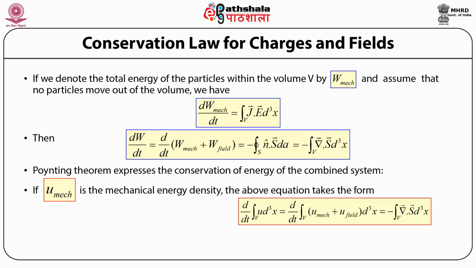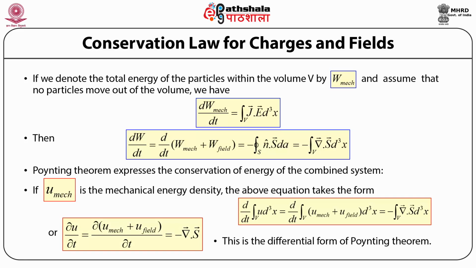And then we can write down the same equation in the differential form, which can then be called the differential form of the Poynting's theorem, and this is that the partial time derivative of the total energy U is equal to the partial time derivative of the bracket, the mechanical energy density U subscript mechanical plus the energy density due to the electromagnetic fields, that is U subscript field, bracket close, and this is equal to minus the divergence of the Poynting's vector S.